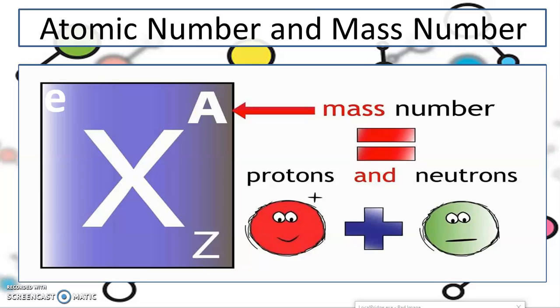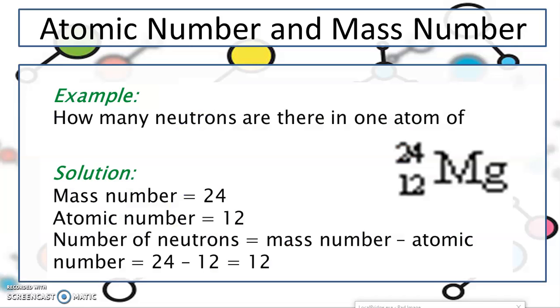Again, as you can see, the letter A here is the mass number. We need to get the sum of protons and neutrons in order to compute the mass number of the element. For example, how many neutrons are there in an atom of magnesium-24, 24 12 Mg? The mass number is 24, the atomic number is 12. In getting the number of neutrons, you need to subtract the atomic number from the mass number. So 24 minus 12 is equal to 12.